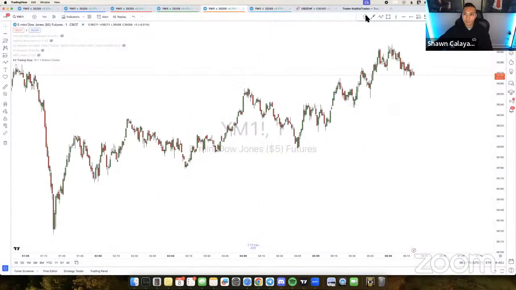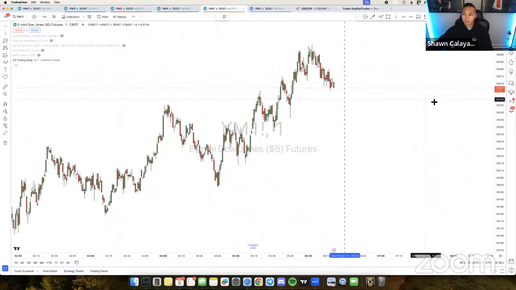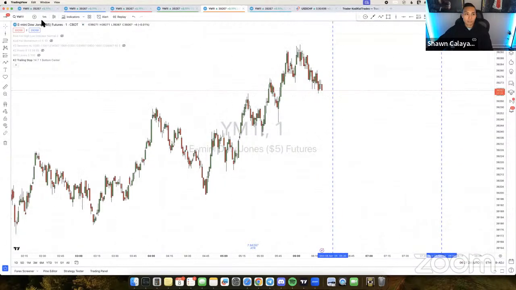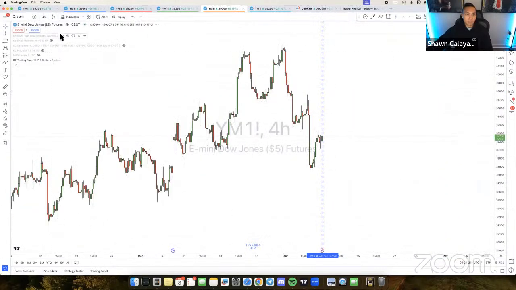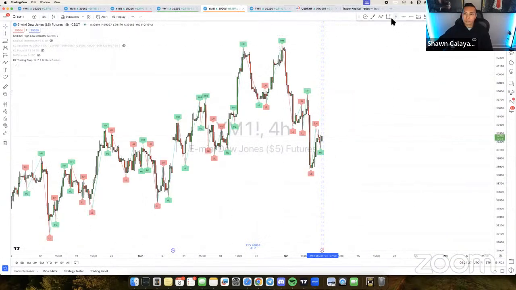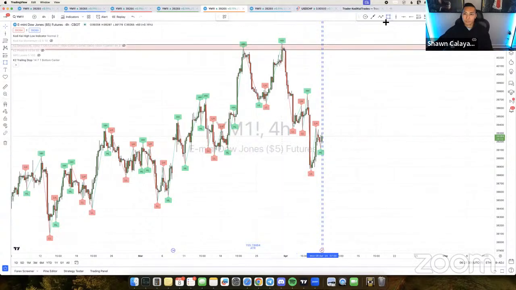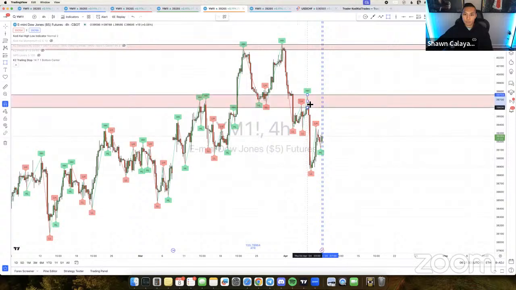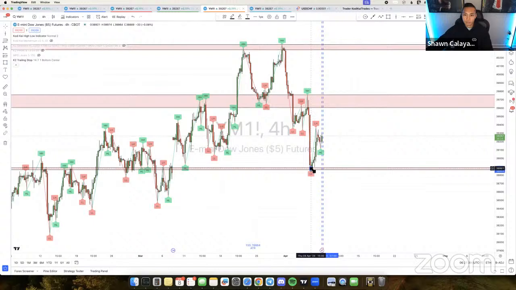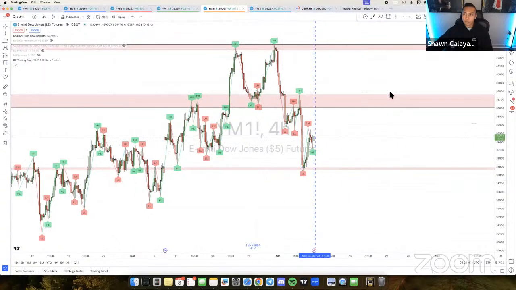Going over to our clean chart, I'm going to mark up 6:30 right here. I'm going to mark up 8 o'clock right here. I'm going to go up to the 4-hour time frame. I'm going to identify structure. So we have structure up here. We have structure down below right here. We have structure right here. And those are going to be the 4-hour structures.